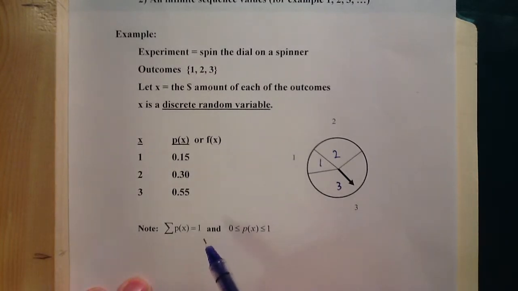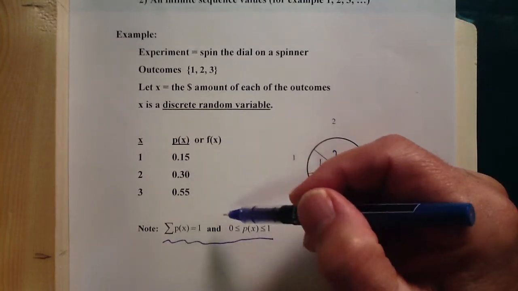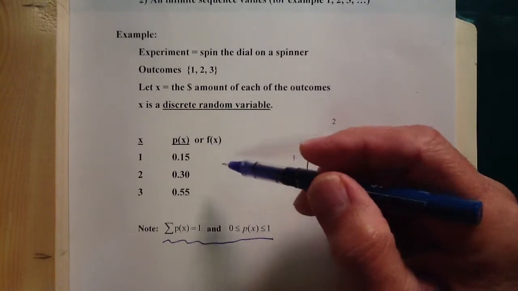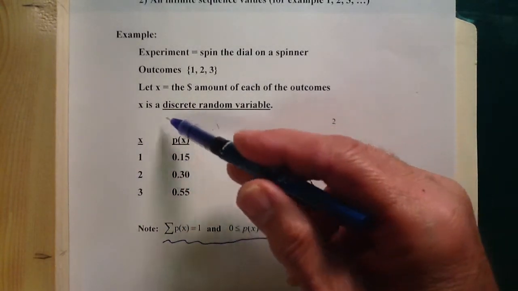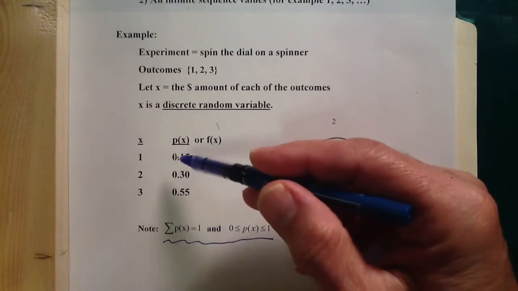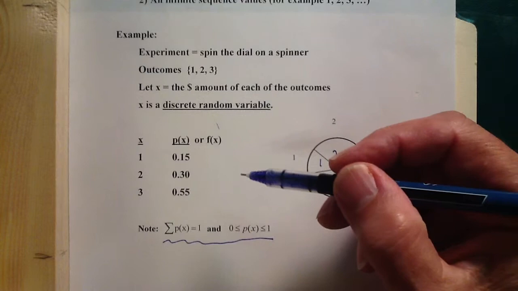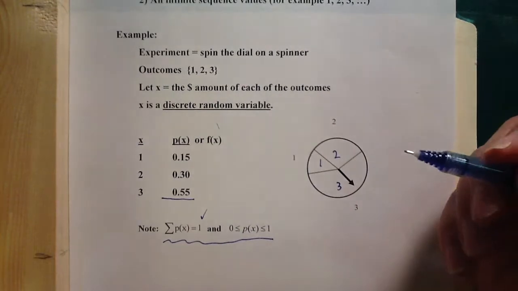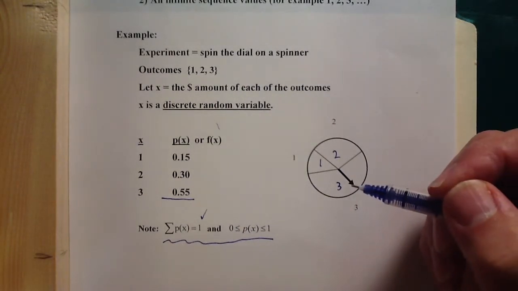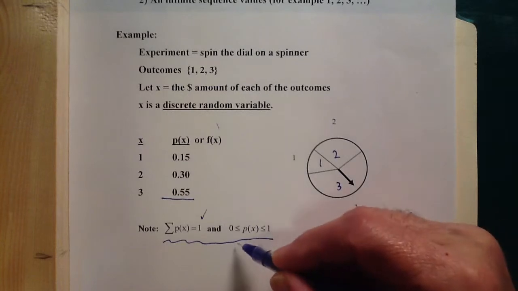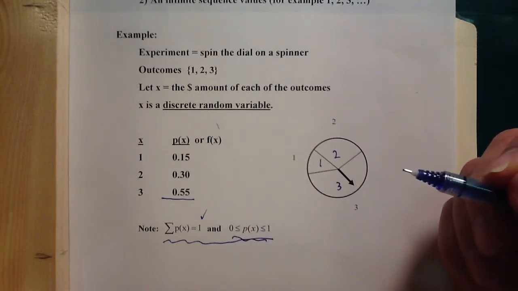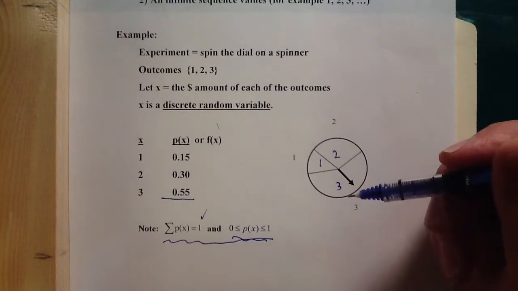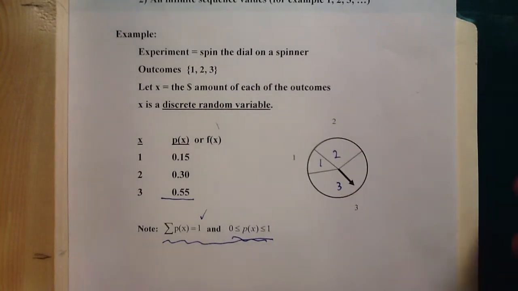So right down here, I have a little condition which these probabilities have to meet. Now, this is called a probability distribution. It shows a distribution of probabilities along the x outcomes. And notice that if we add up all the probabilities, the sum is 1. That's one condition to be a valid probability distribution. And also all the probabilities are between 0 and 1. So this is a valid probability distribution for this random variable.